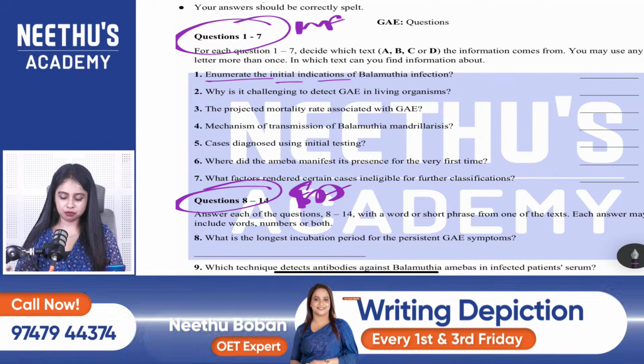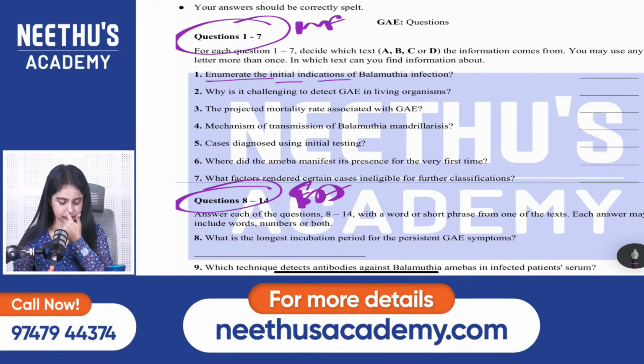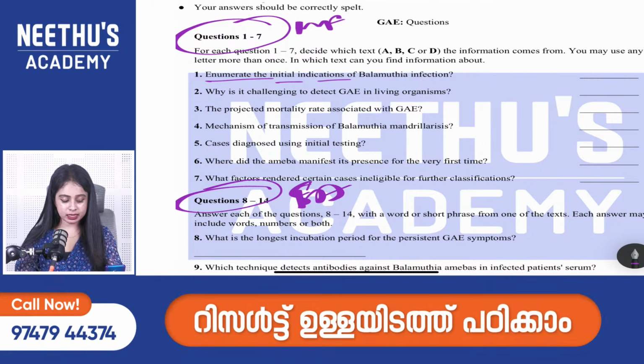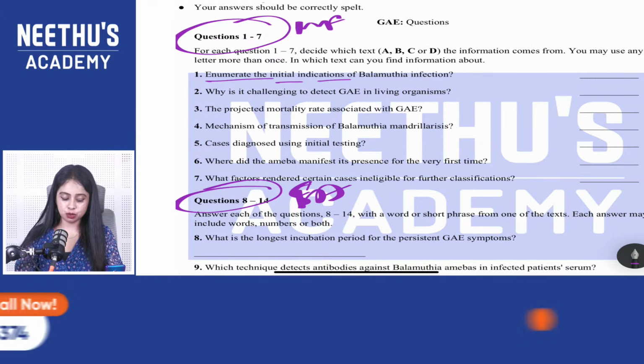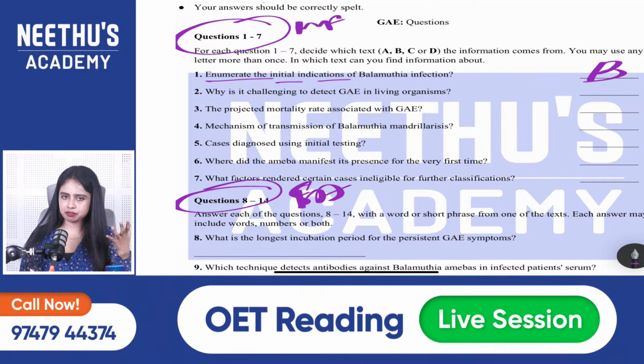What is your answer for question number 1? Yes, hi Shanu. Any other answers? Shanu got the correct answer. Yes, Shanu, it is from text B, because you don't even have to check, right? Because I've already read it very clearly.